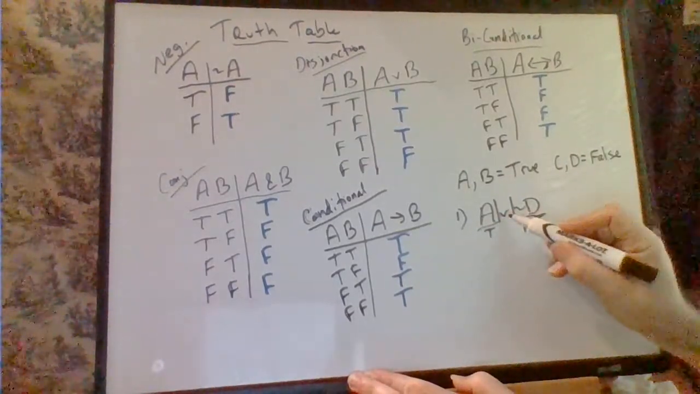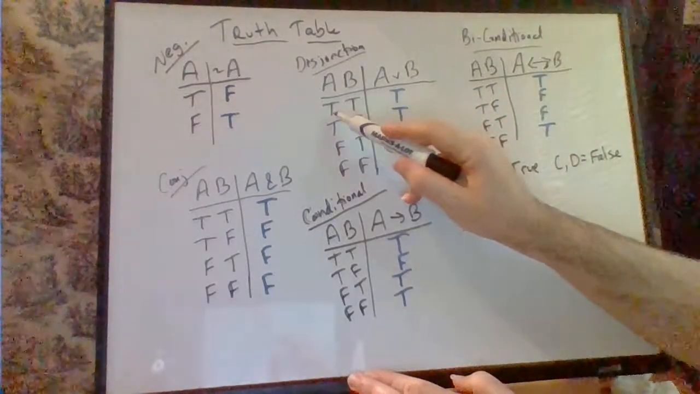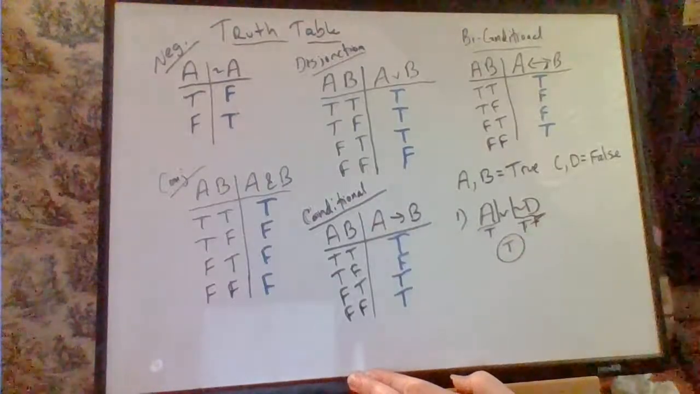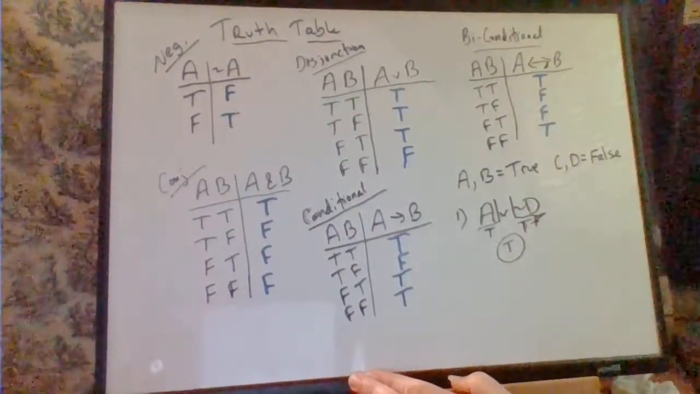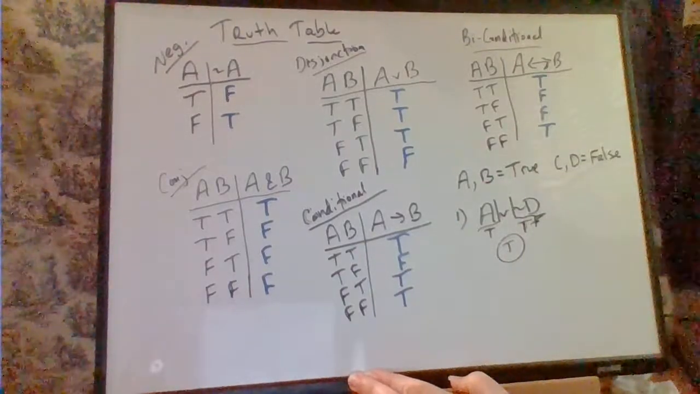True, true with the wedge. So I'm going to look on my disjunctive chart. I'm going to find the line where they're both true. True, true yields true. And just like that, we have determined the truth value of that sentence using our truth tables.